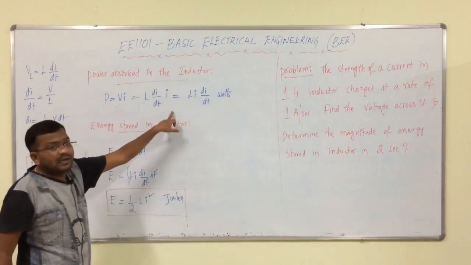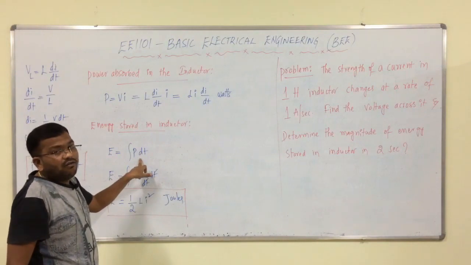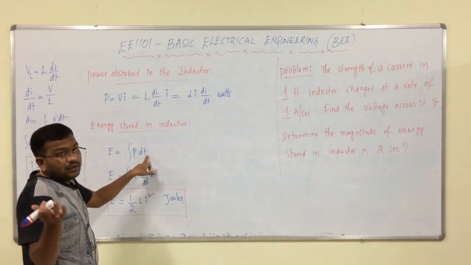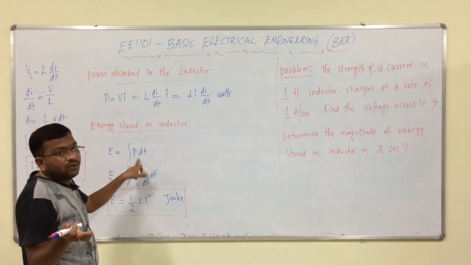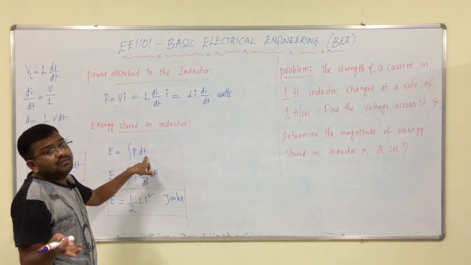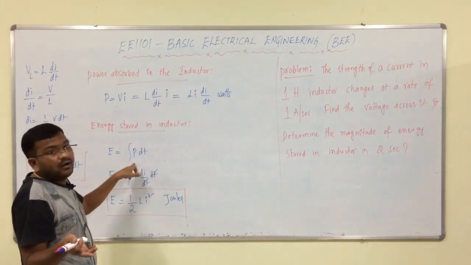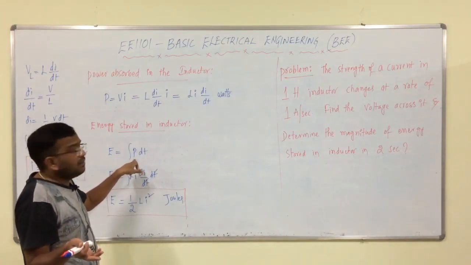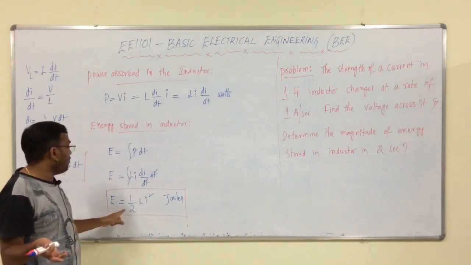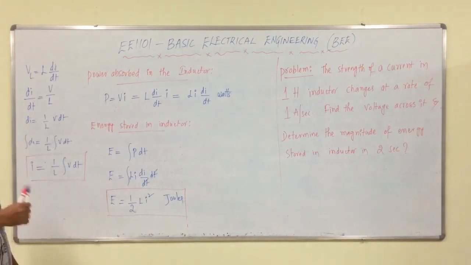Energy stored in inductor, that is E is equal to integral of P dt. Actual energy is nothing but power into time, but here there is a change in time, because of the rate of change of current, that is why we are putting an integral, integral P dt. From this we are getting half L i square. So, these are the formulas in case of inductor.